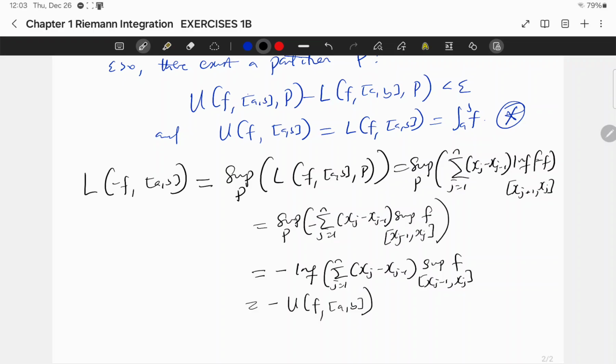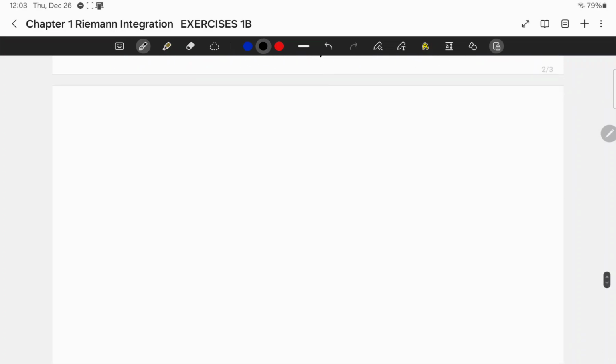Okay, and since by star this is equal to minus L(f, a, b), and in our proof, because by star we say this is equal to this, instead of this guy we can just put in this guy, then we are done. So the next thing is to prove the other direction.